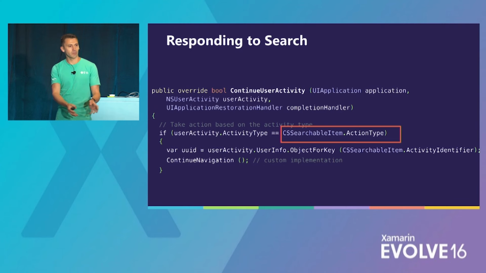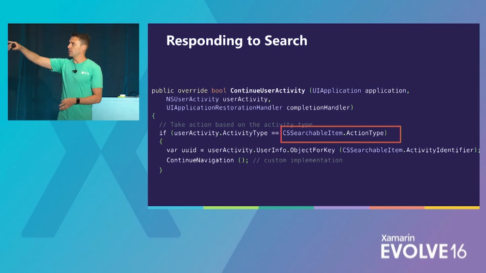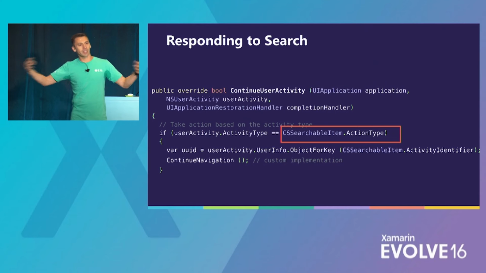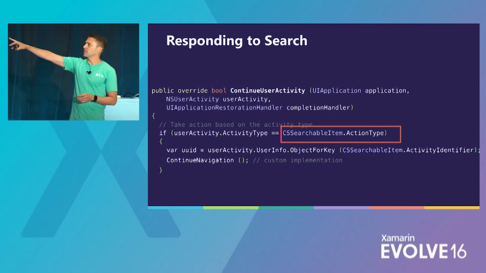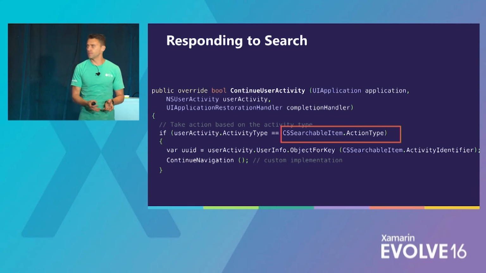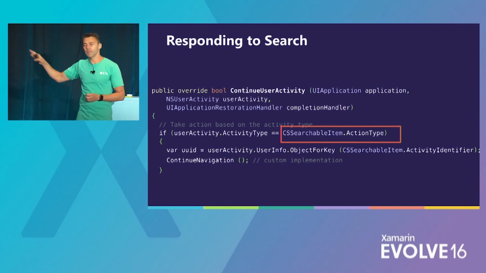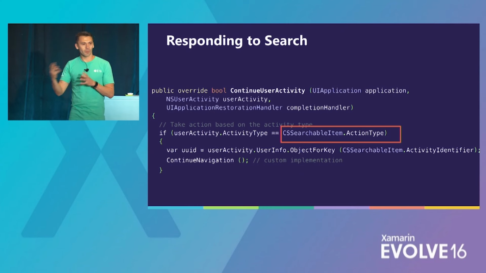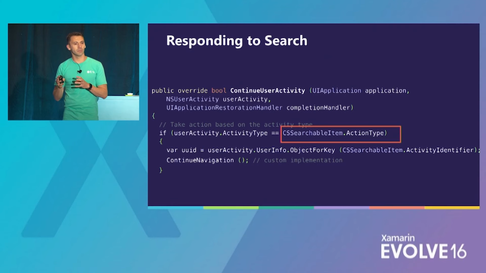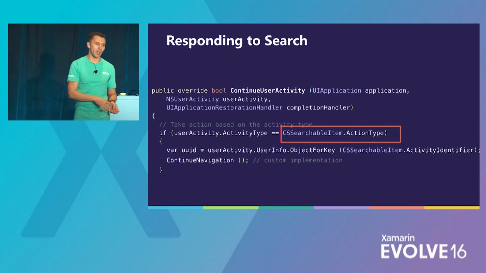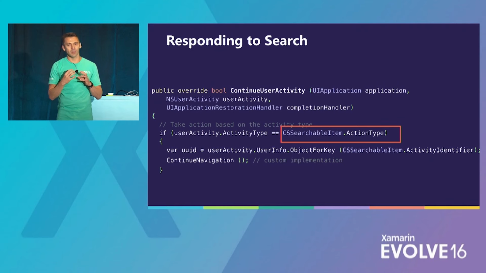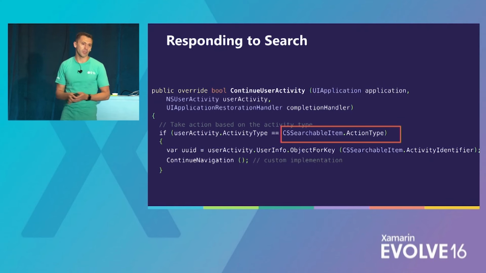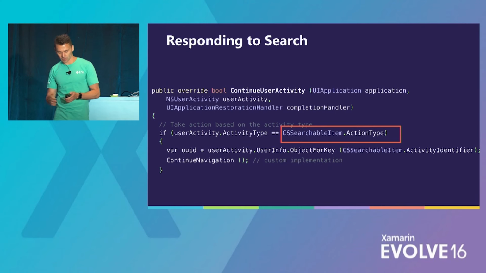The application's just been started or woken up because the user is continuing some activity that was initiated outside of your running application. The activity type tells us it was a search. We can grab the search information via this user info object for key. Those constants remain the same. And continue navigation method I haven't shown, but that's where you new up the view controller for that bit of data and populate it. And maybe you optionally hide the data that's currently showing, maybe you don't. It's an implementation detail that you can decide upon when you figure out what you want the application to do as a result of a search query.